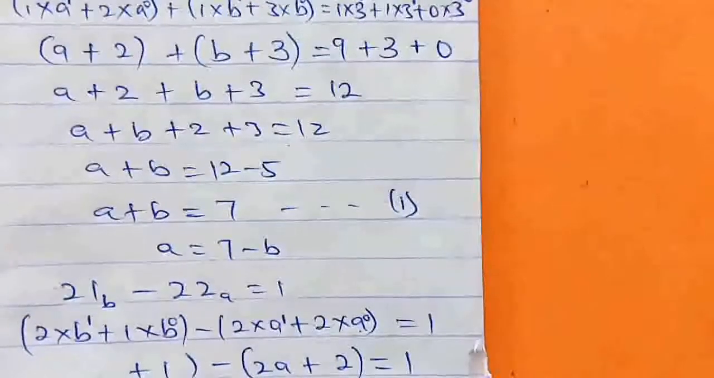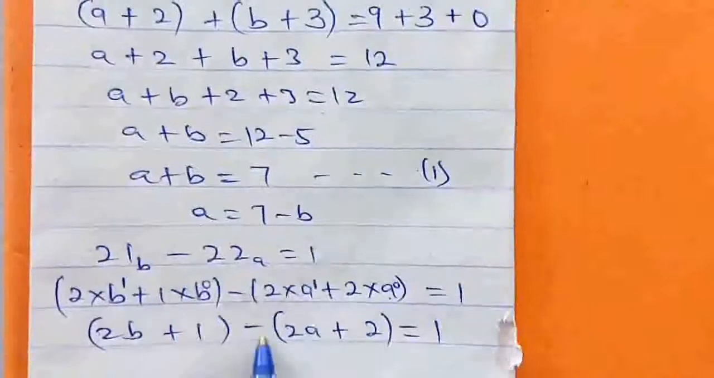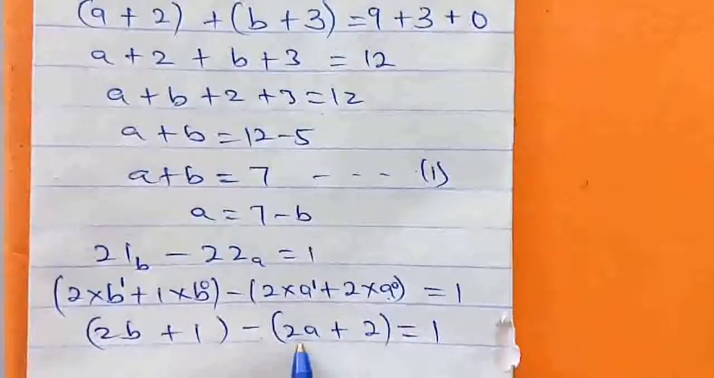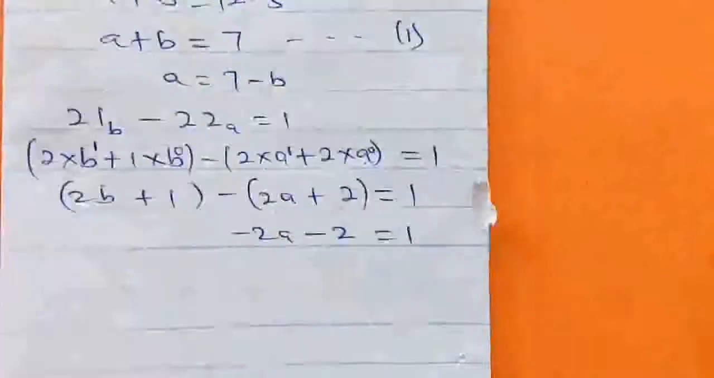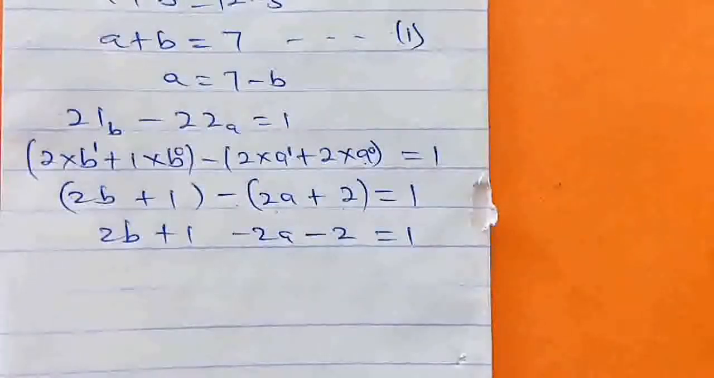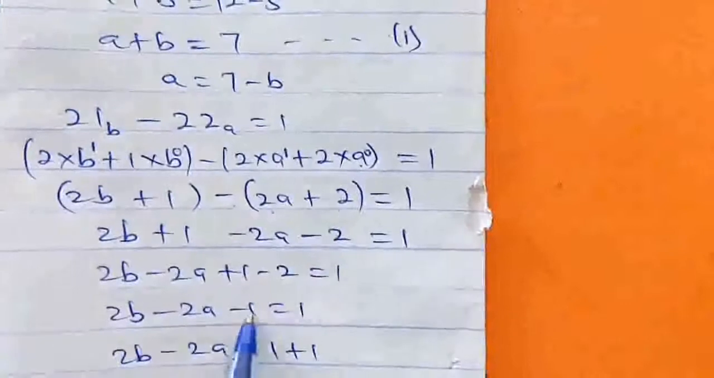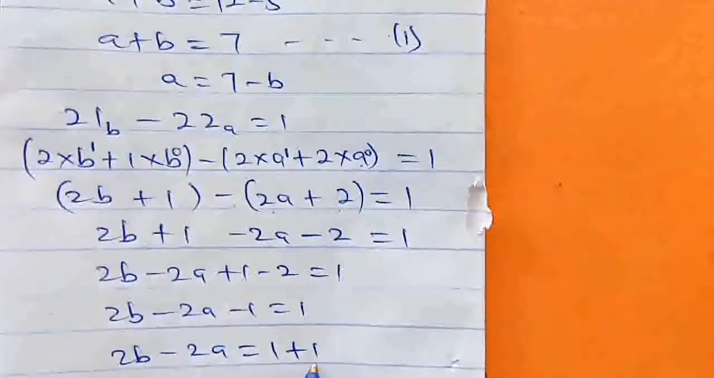B raised to power 1 will give us B. 2 times B will give us 2B. Since there is a negative sign here, minus this will give us minus 2A minus 2. That is by opening brackets. Collection of like terms, we have, where this minus 1 goes over here to give us plus 1. Join together will give us 2.